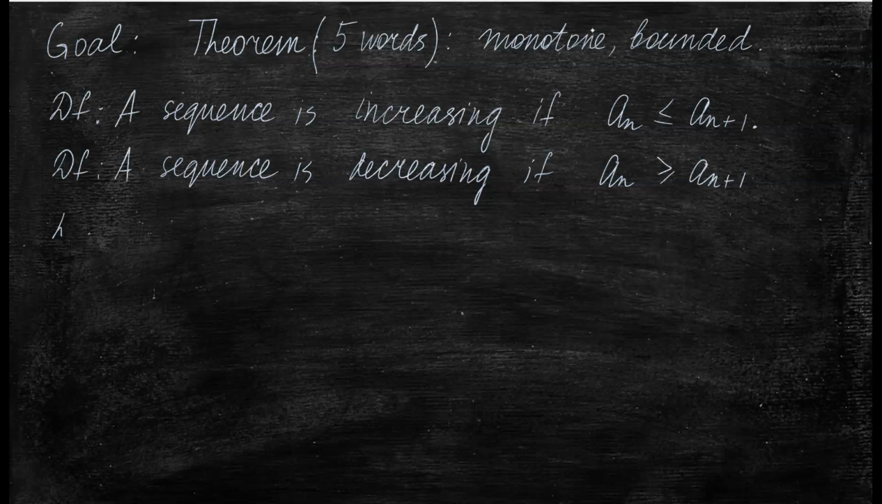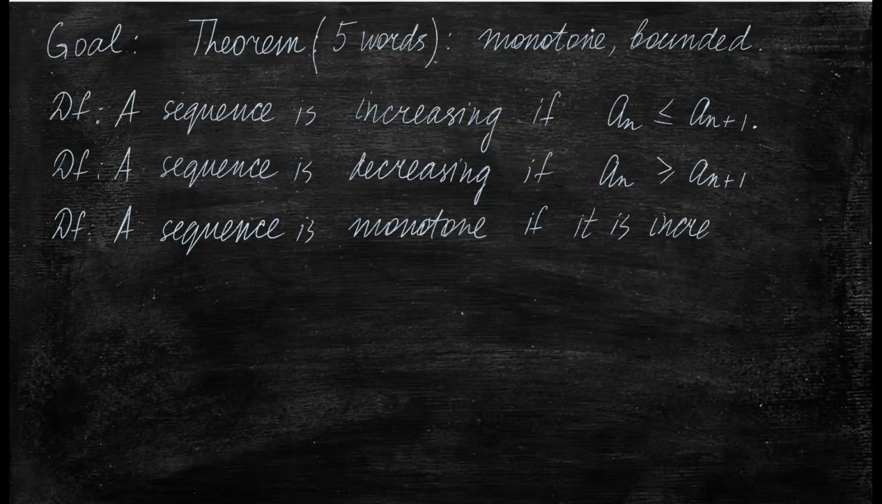And we have an umbrella term. We say a sequence is monotone. So monotone is an umbrella term if it is increasing or decreasing.